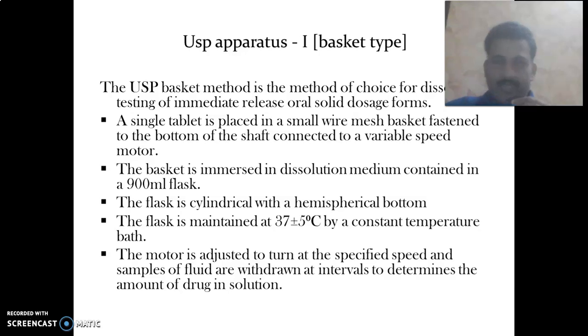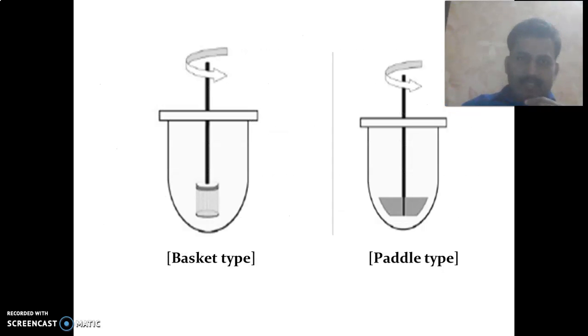It is most widely used that apparatus 1 is the basket type. This is the basket type. You can see there is a basket, so inside this basket you will be taking the tablet. We told you there is a 1 liter capacity cylinder with a hemispherical bottom. Inside that there will be a tube and a basket. Inside the basket we will be taking the tablet.